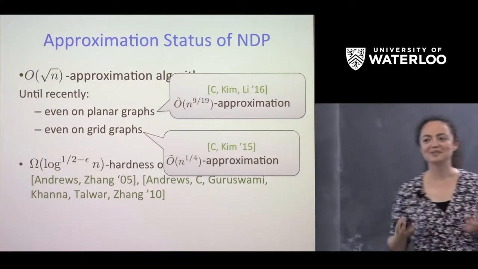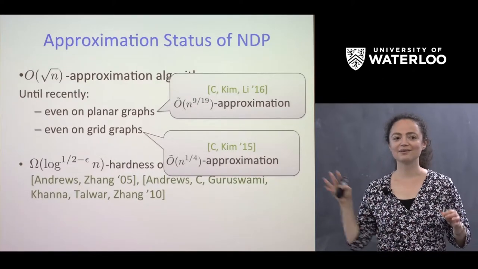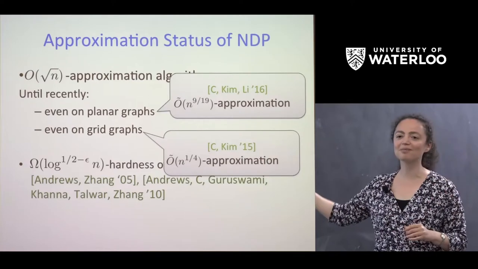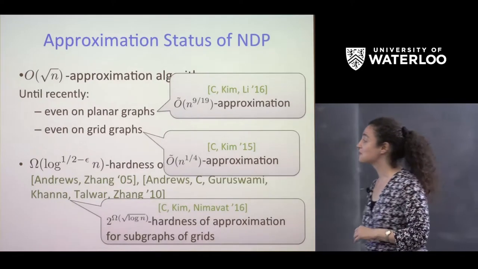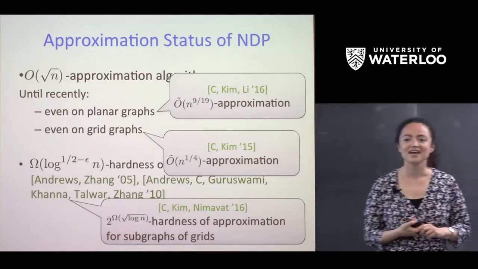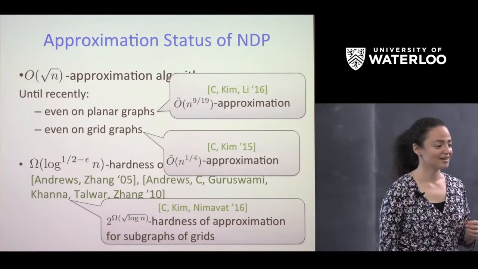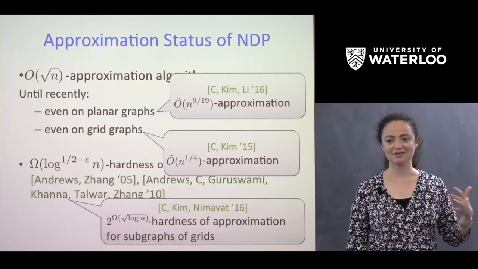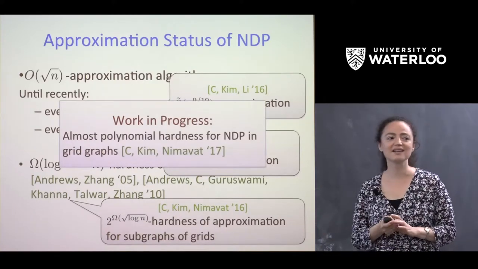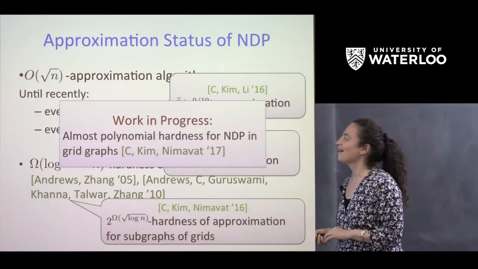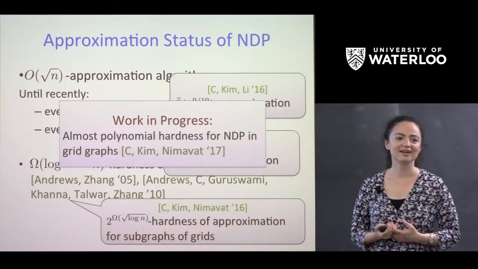But at this point, I was very happy and optimistic, because this showed that the multi-commodity flow relaxation is not the end of the world. There is a way to get around it. So at this point, I was looking for a polylog approximation for grid graphs and hopefully planar graphs. Unfortunately, after a lot of work, we ended up proving 2 to the square root log n hardness of approximation, even if your graph is basically a grid with holes, a subgraph of a grid. At this point, there was still a hope that you can do something in grid graphs, but now there is a new result. It's still not completely verified, it's work in progress, but it sounds like it's going to be true: almost polynomial hardness of approximation for non-disjoint paths in grid graphs. So the problem is pretty much hopeless.